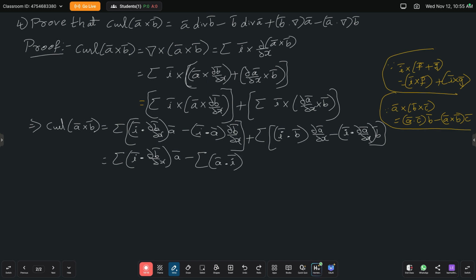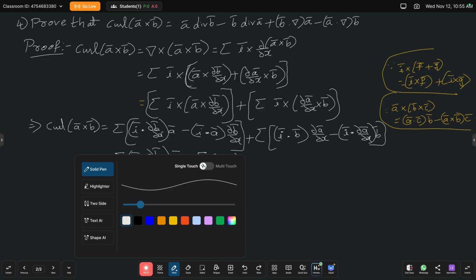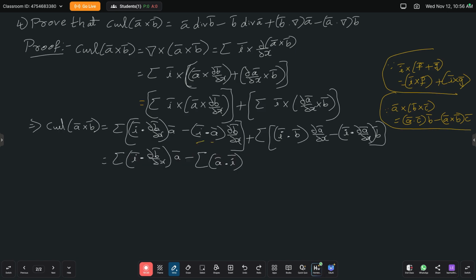Why am I writing it this way? I want to write the summation as a del. So when I remove the summation and write it in the form of del, wherever i is available, the post factor should contain dou by dou x, but we are not having dou by dou x there. So we cannot get dou b bar by dou x as a pre factor. So I am interchanging i bar dot a bar as a bar dot i bar. It is acceptable, and we can write it like that.